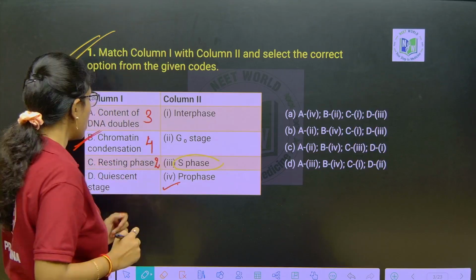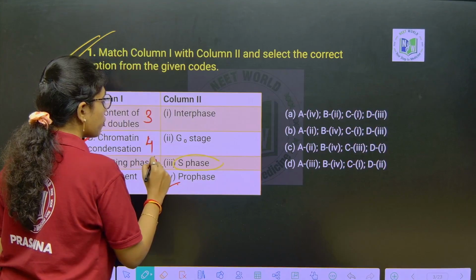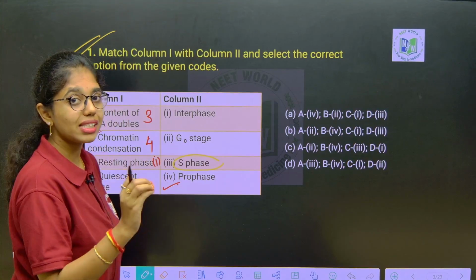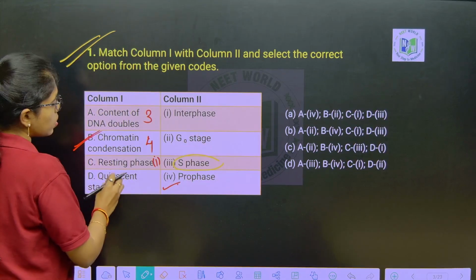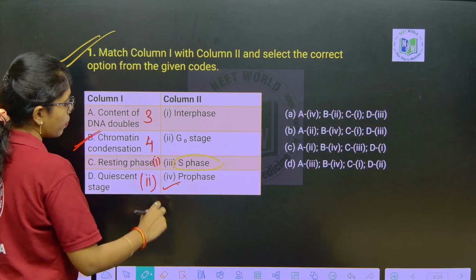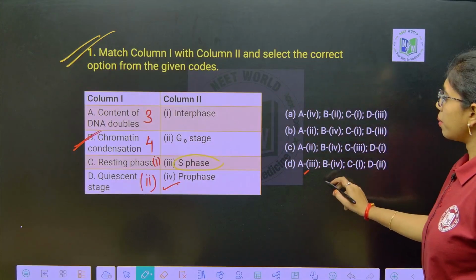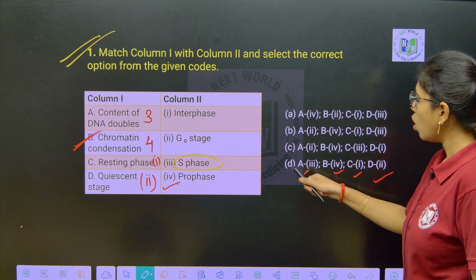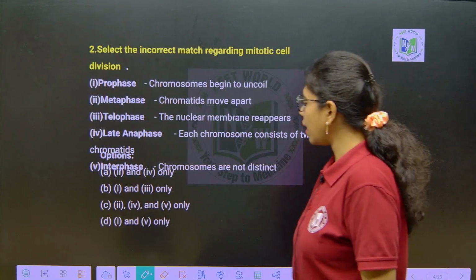And then resting phase is G0 phase, that is option 2. Interphase is also called as resting phase because there is no actual cell division that is happening in interphase. Quiescent stage is G0 stage, that is option 2, right. So here if you look into the options, A will be 3, B is 4, C is 1 and D will be 2. Option D will be the right answer. Next question you look into.